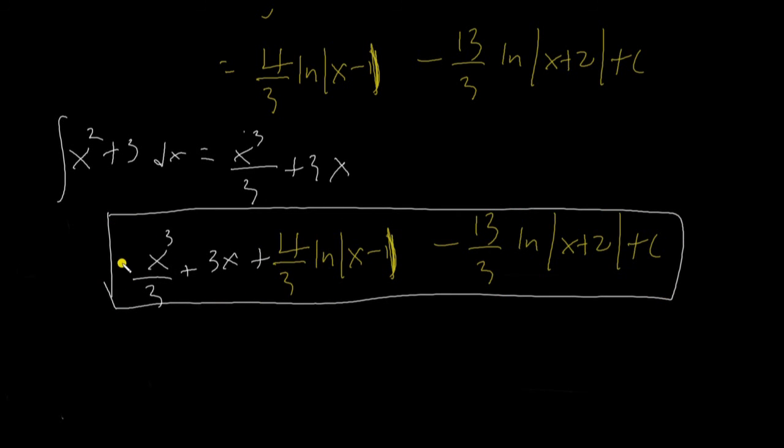Ta-da! If you just recount what we did, we first did long division to split the polynomial into something that we could use partial fractions with. So this is the partial fractions part, and this is the remainder, the polynomial part. And we just put those two together, and we have our final answer.